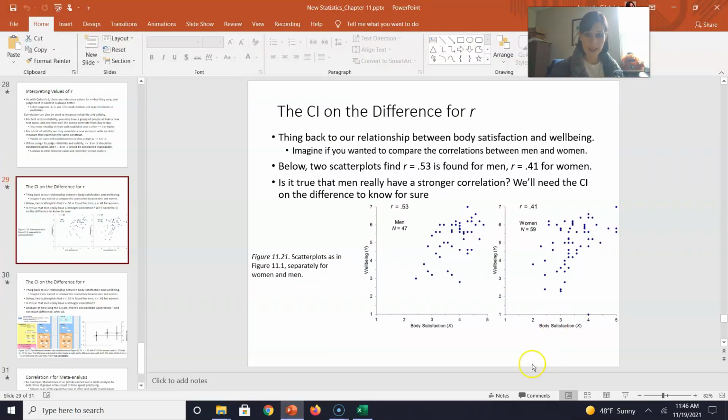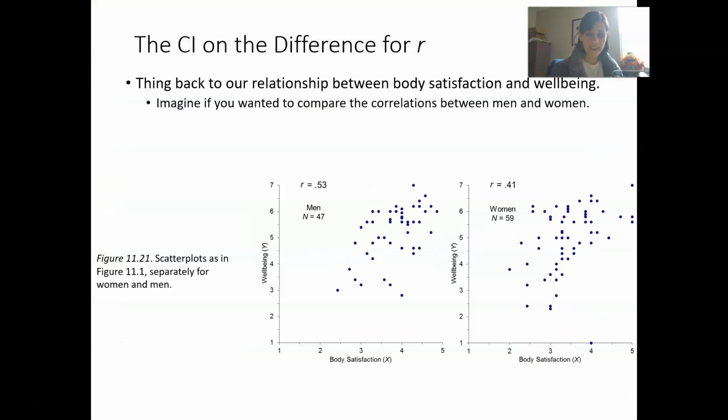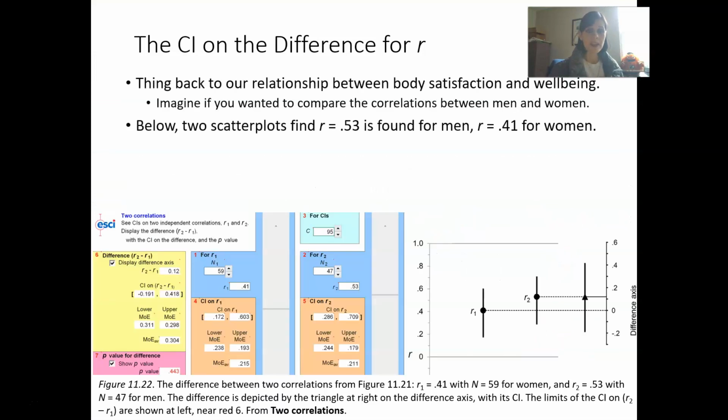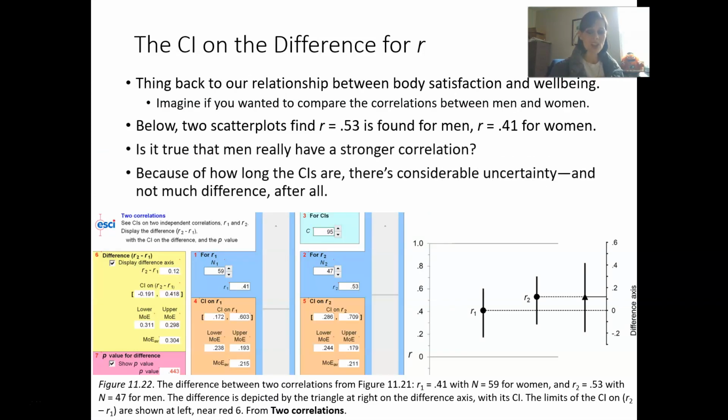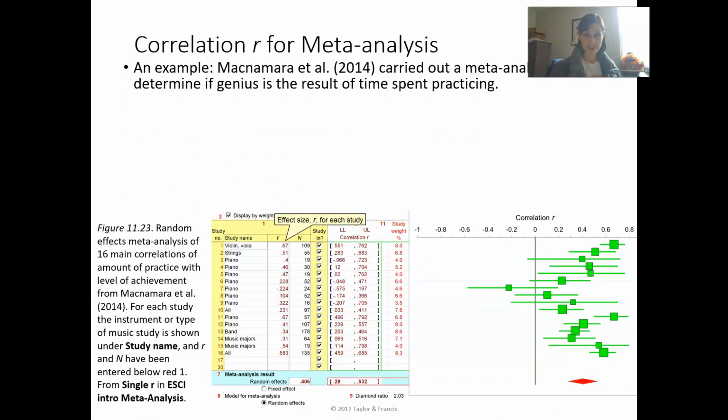So let's go back here. So when we're doing this in ESCI, what we basically see is that men don't necessarily have a stronger correlation. Both of these confidence intervals are incredibly long, which means that our difference axis reflects that uncertainty, and there probably actually is not a difference between our male and female participants.